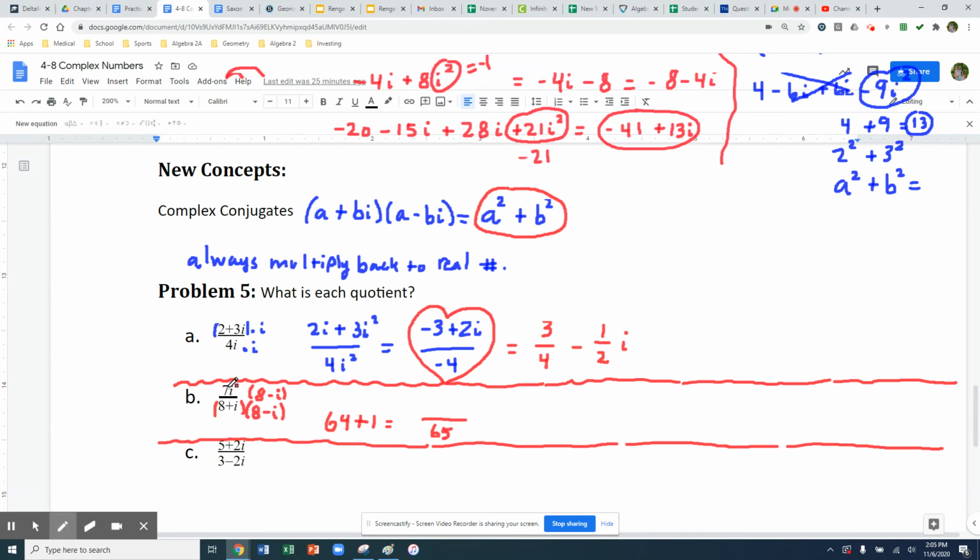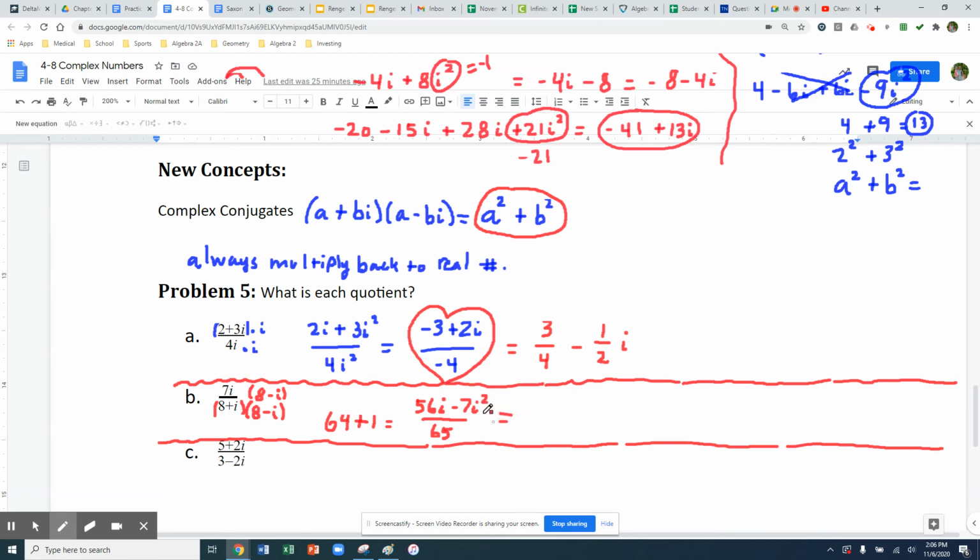Now we simplify our numerator, which is going to cause us to distribute this 7i to both the 8 and the negative i, so I'll get 56i, and then 7i times negative i will be negative 7i squared.